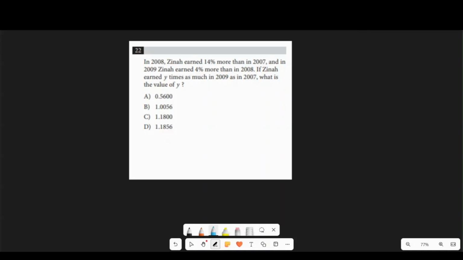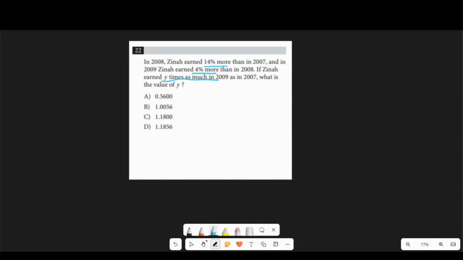This is a question from the official 2024 test bundle 6 math module 1. In 2008, Xena earned 14 percent more than in 2007, and in 2009, Xena earned 4% more than in 2008. If Xena earned Y times as much in 2009 as in 2007, what is the value of Y?